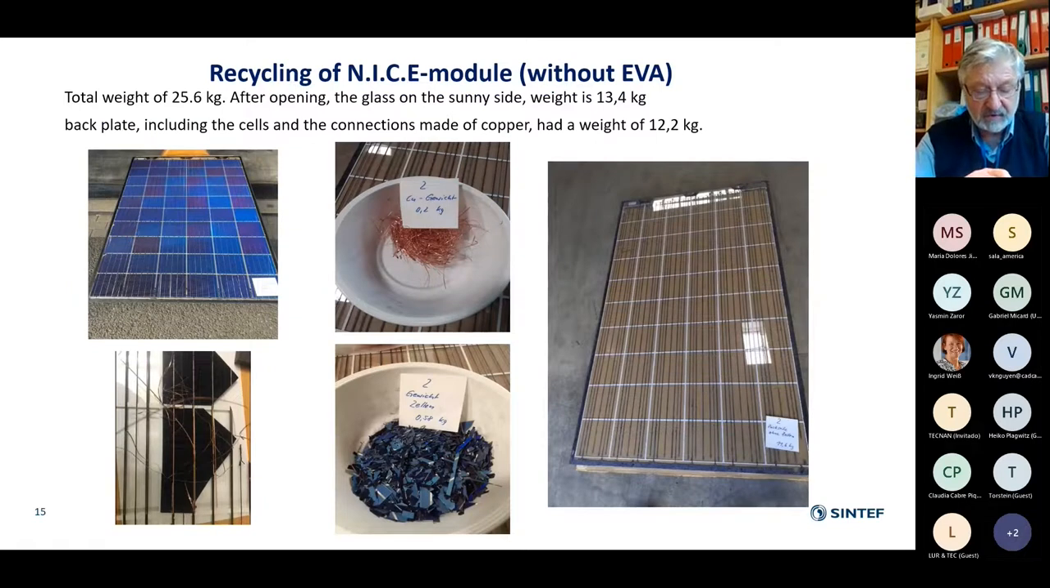Special attention was also paid to recycling of delaminated models from Apollon, since these models don't include EVA. They can be easily recycled by several methods. We simply, for instance, at SINTEF, broke some panels accidentally, and we could extract all components. Glass without, of course, traces of something, metallization, copper wires, for instance, pieces of silicon, and so on.